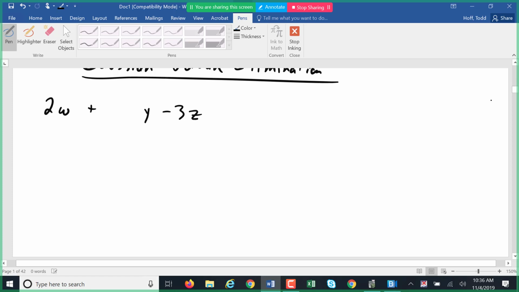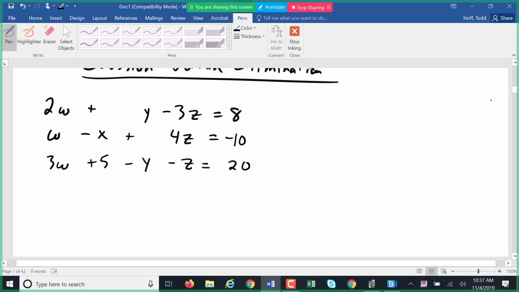We got 2w plus y minus 3z equals 8. Notice I left a hole here. That's where the x would go, but there is no x in that equation. I've got w minus x plus 4z equals negative 10. 3w plus 5x minus y minus z equals 20. And w plus x, so I forgot my x, minus y minus z equals 6.